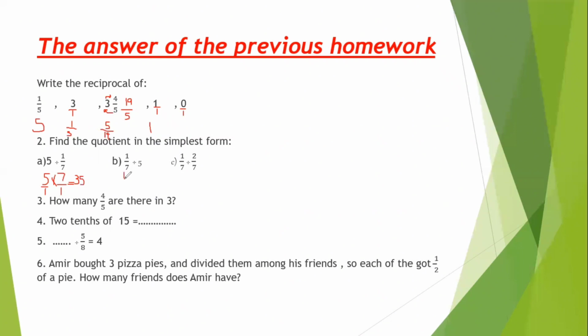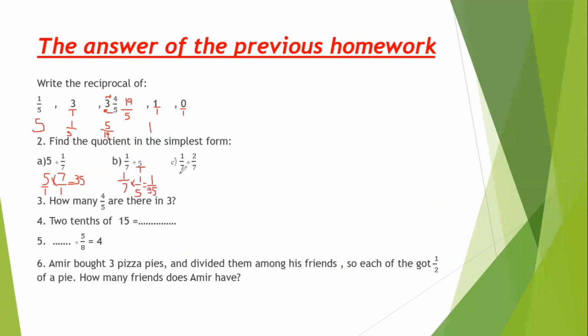B, keep, change, and flip. Instead of 5 over 1, it will be 1 over 5. So the product is 1 out of 35.